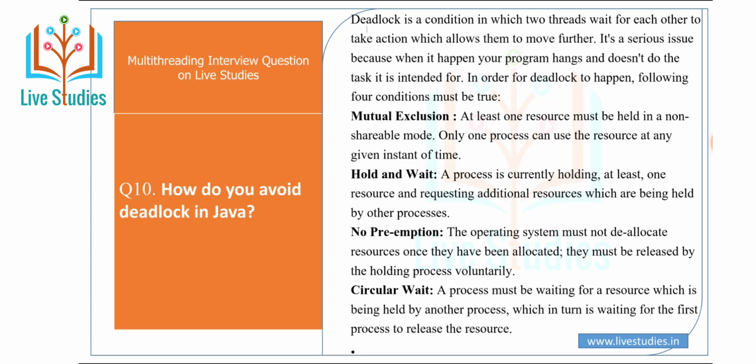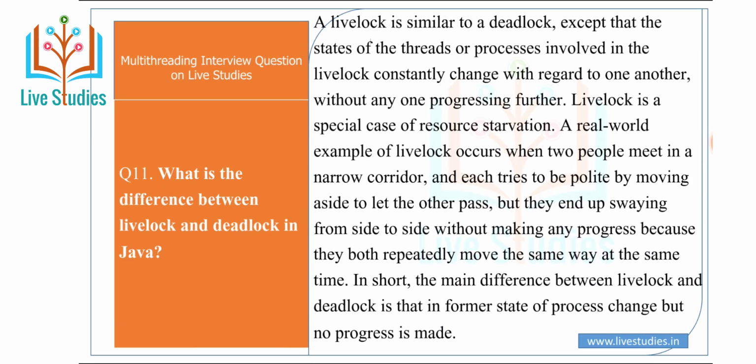No preemption: the operating system must not take back a resource once it has been allocated. It must be released by the holding process voluntarily. Last one is the circular wait: a process must be waiting for a resource which is held by another process, which in turn is waiting for the first process to release the resource. Move to the another question.